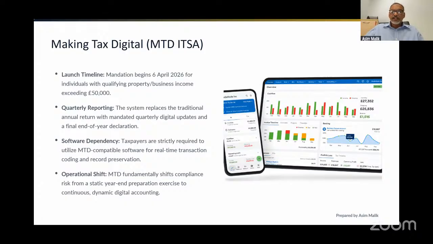Now that limit of £50,000 is going down to £30,000 next year. So again, be ready, because more and more clients will be subject to this MTD regime. That £30,000 again applies to qualifying income based on 25-26 tax returns. So once we are able to do the tax return for this year, then we know which clients are falling into the MTD regime starting from next year.